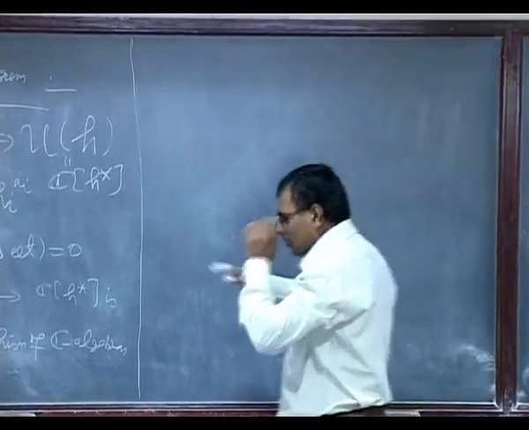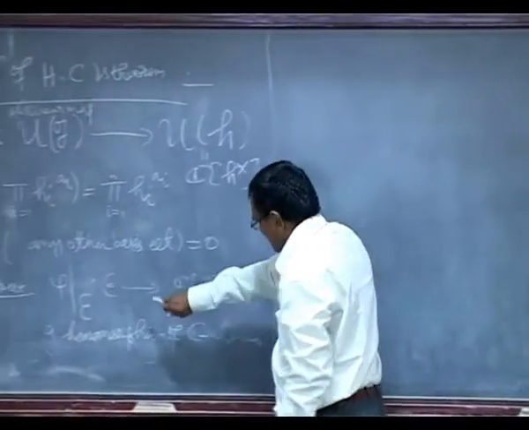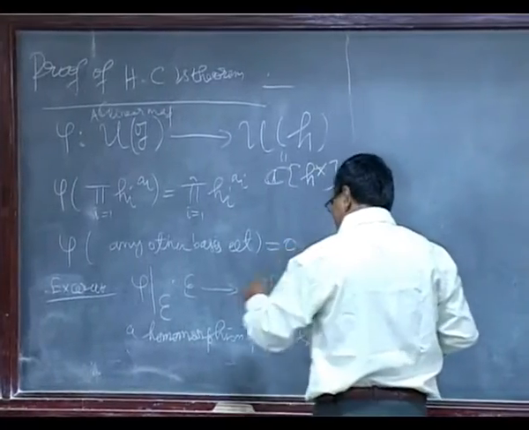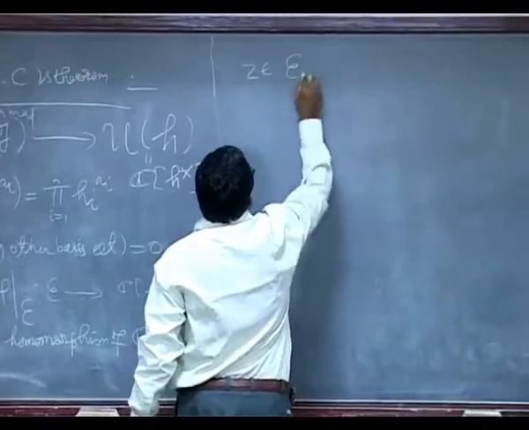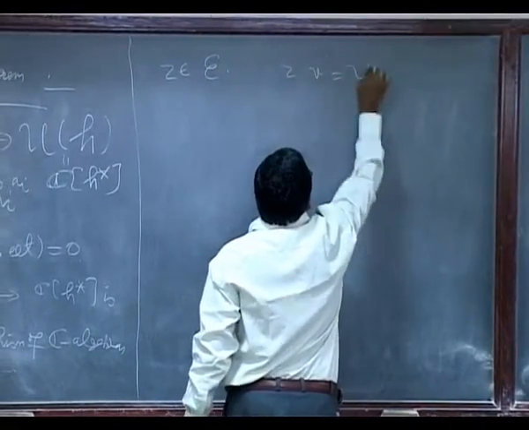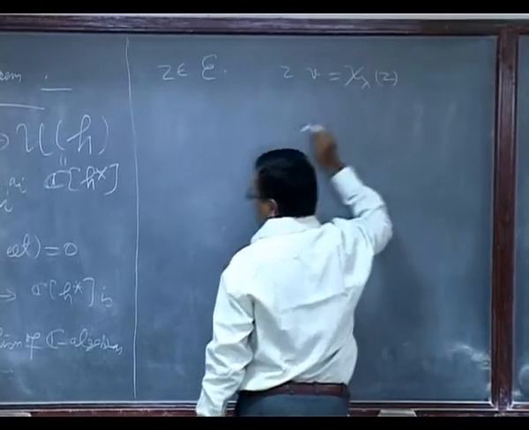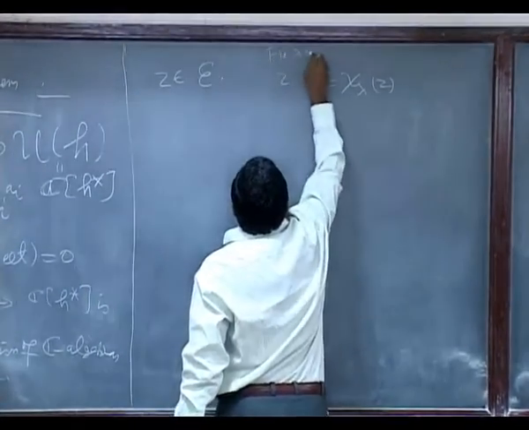Or without using such things, we can also see it conceptually, because what we have finally is to take an element z in epsilon. So, z acts on V by chi_lambda of z. So, we fix a lambda.